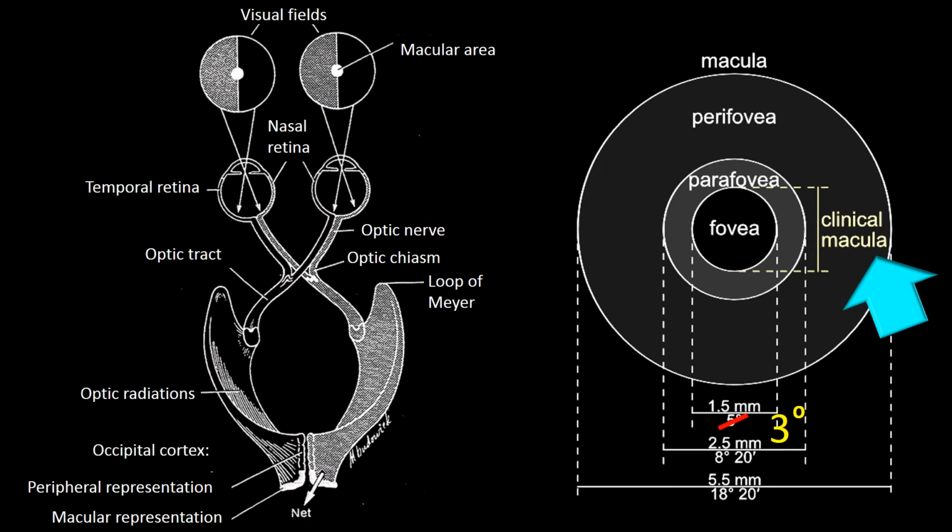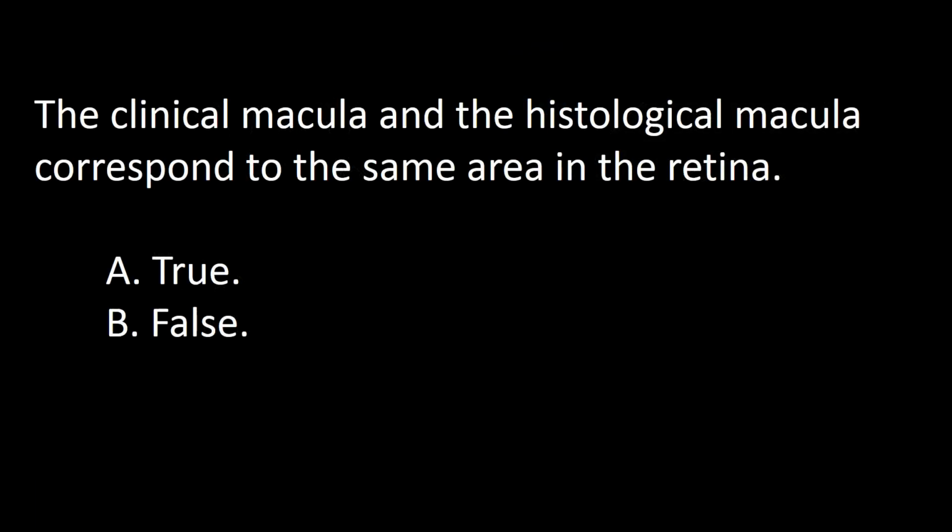The confusing point is that the histological fovea is often referred to by us clinicians as macula, and when we talk about visual fields, we refer to the area with the highest visual acuity not as the foveal area, but as the macular area. So the answer to this question is B.